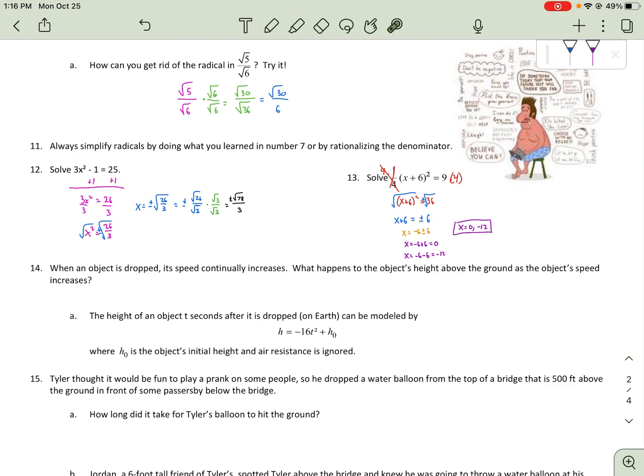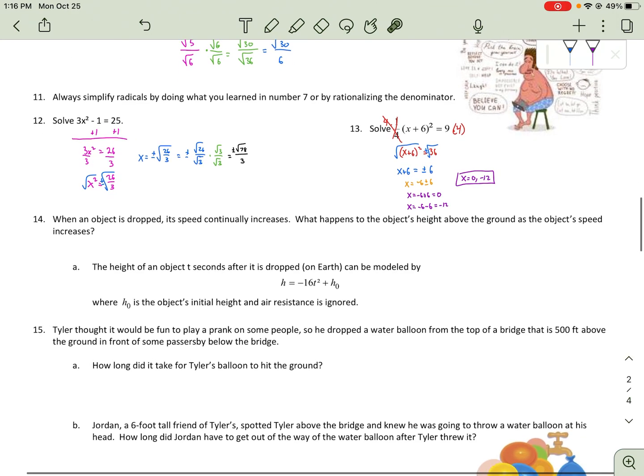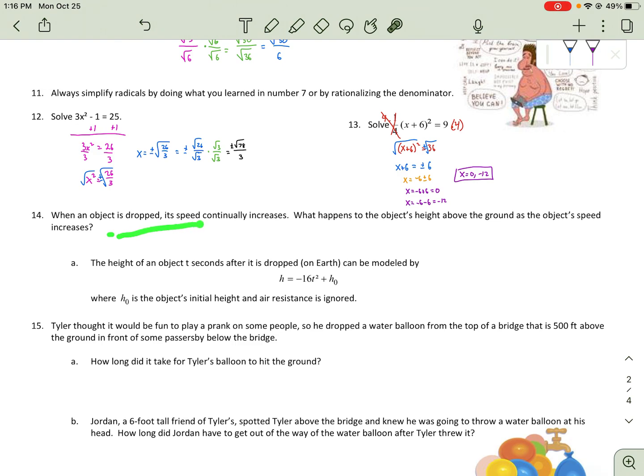Okay, number 14 says, we're just going to apply a word problem here. When an object is dropped, its speed continuously increases. What happens to the object's height above the ground as the object's speed increases? So you're just dropping something. Here's the ground, something's falling. So what happens to its height? Well, its height decreases.